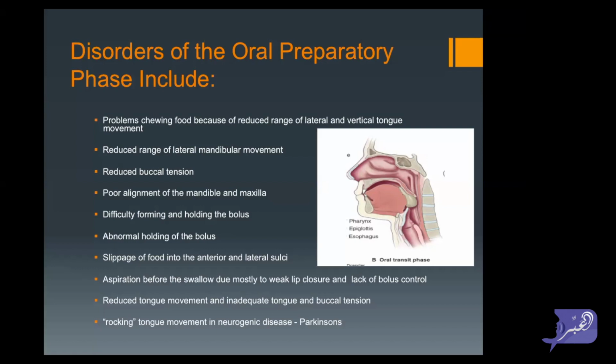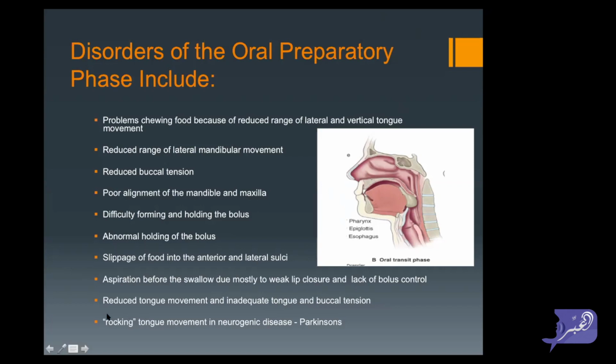Then we know there's poor muscular control within the lips, the tension within the buccal cavity itself, and the tongue. The tongue is unable to control or hold that bolus. And there may be aspiration before the swallow due to, again, weak lip closure and lack of bolus control. So when they drink the liquid, if we look at the diagram, it goes immediately to the back rather than being held up against the hard palate and then being pushed slowly down in coordination with everything else.